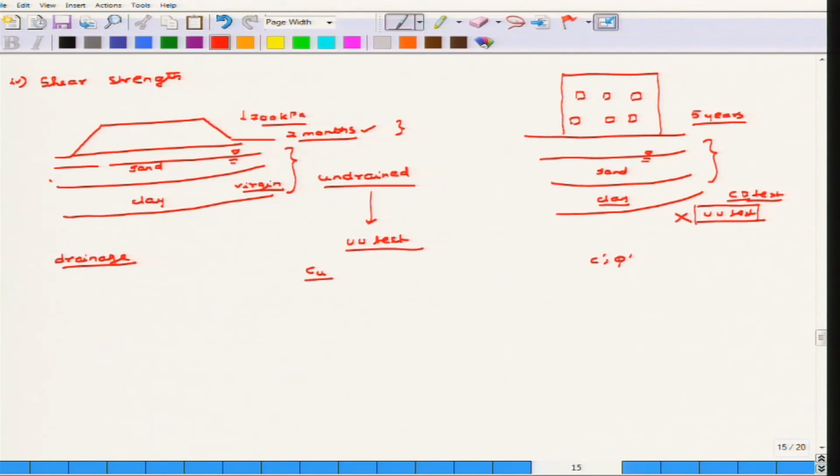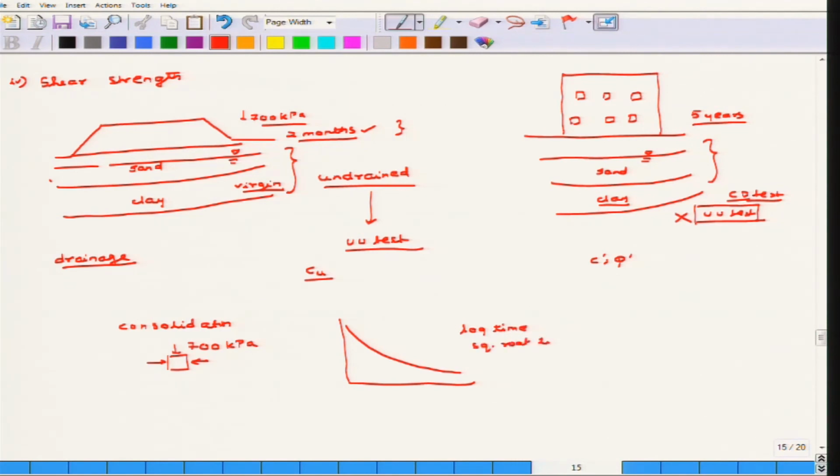Now, a general explanation of whether the clay will be draining within 2 months or not I have shown in an example of consolidation. So, that is where the effect of consolidation actually comes out. What you do is extract a sample of clay and subject it to the same stress conditions. Let us say the embankment load is 700 kPa. So, you subject it to a consolidation of 700 kPa and observe the coefficient of consolidation, let us say from the log time method or square root of time method.